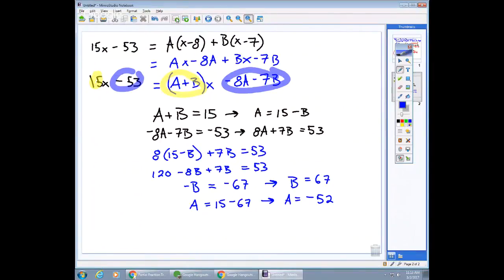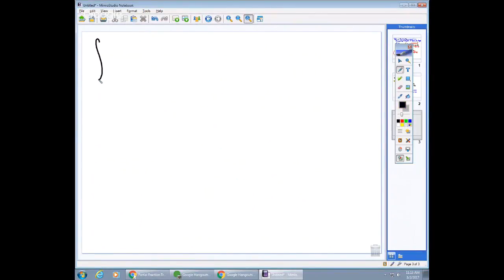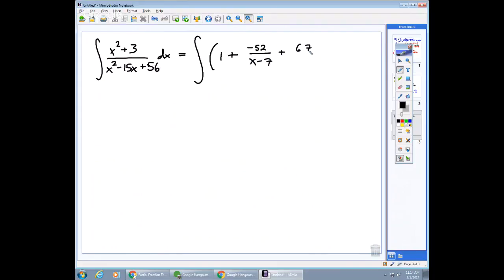So help me put this back together, please. Our original integral was x squared plus 3 over x squared minus 15x plus 56 dx. And first we did division, and the division let us write it as 1 plus a proper fraction. Based on that proper fraction, we think a is negative 52, is that right? So negative 52 over x minus 7, I think, goes with the a. And then 67, am I on the right track? With x minus 8, did I put those in the right spot? Okay.